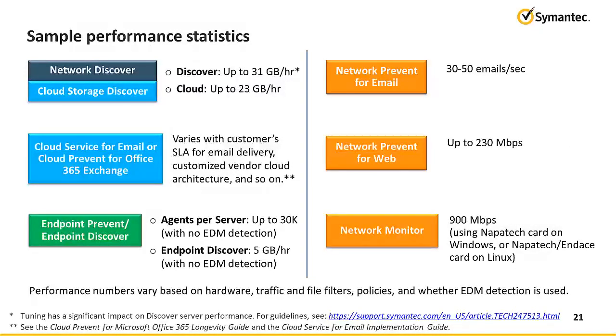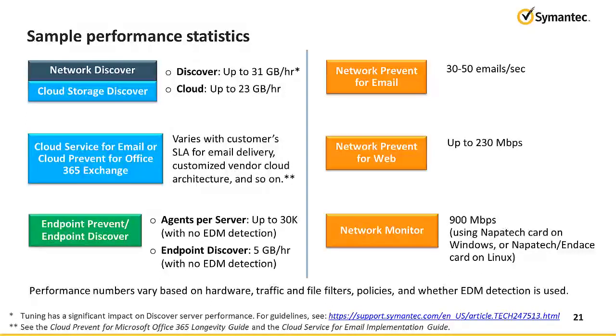For endpoint servers, Endpoint Prevent and Endpoint Discover can accommodate up to 30,000 agents. For Endpoint Discover, each endpoint agent can scan approximately 5 gigabytes per hour. These endpoint server sample statistics assume no exact data matching fingerprint detection, which is described later in this course. Each Network Prevent for Email server can analyze 30 to 50 emails per second, and each Network Prevent for Web server can analyze up to 230 megabits per second.